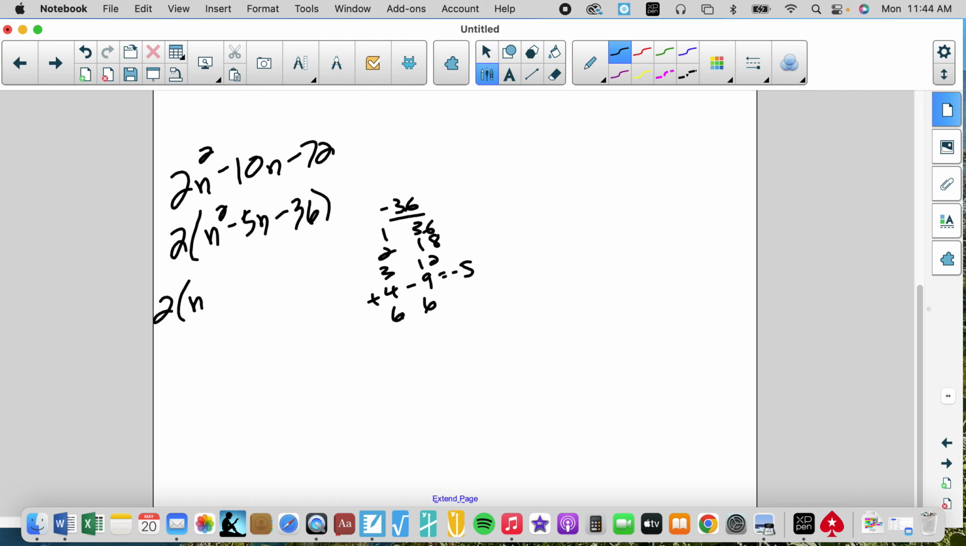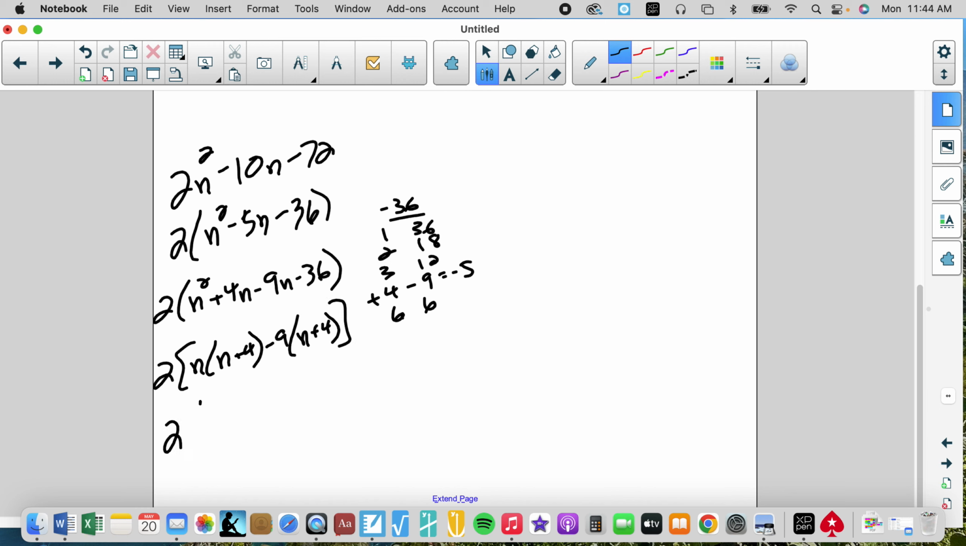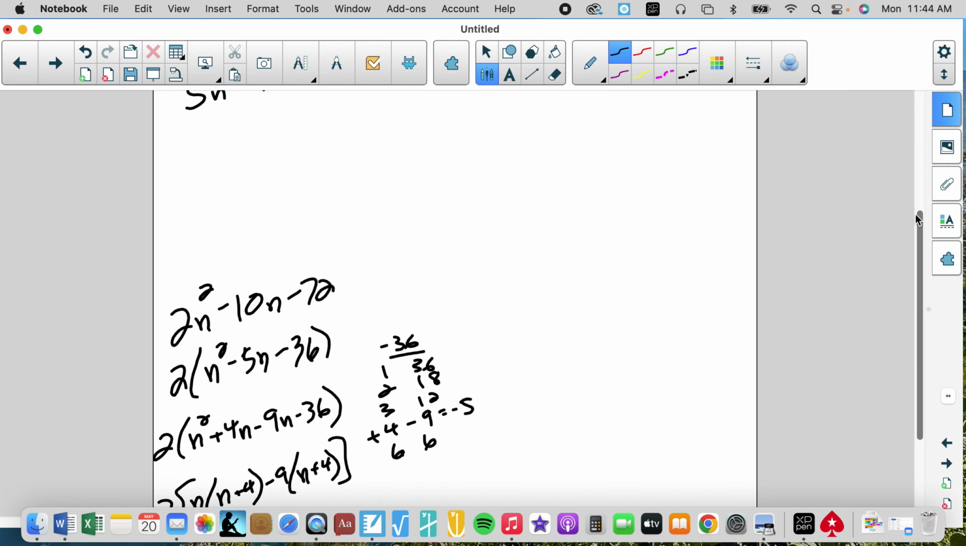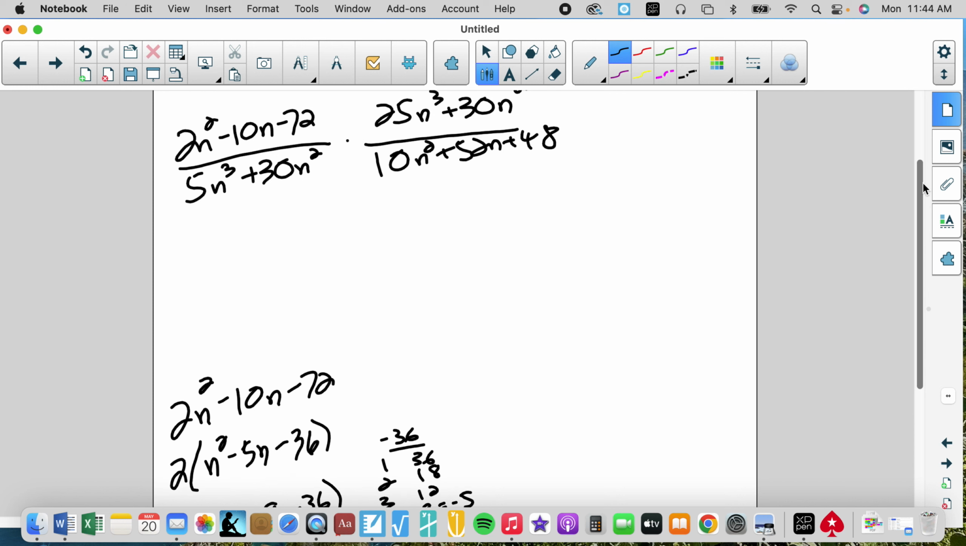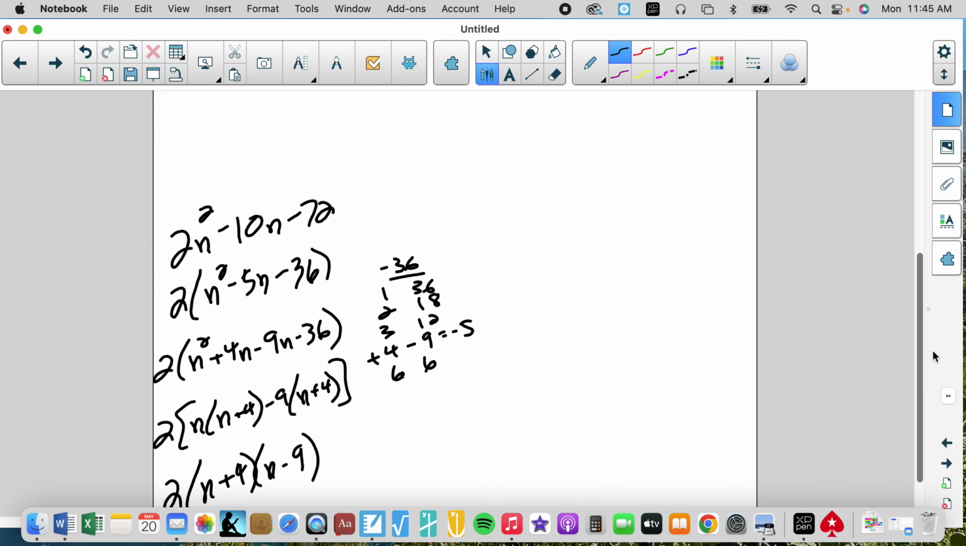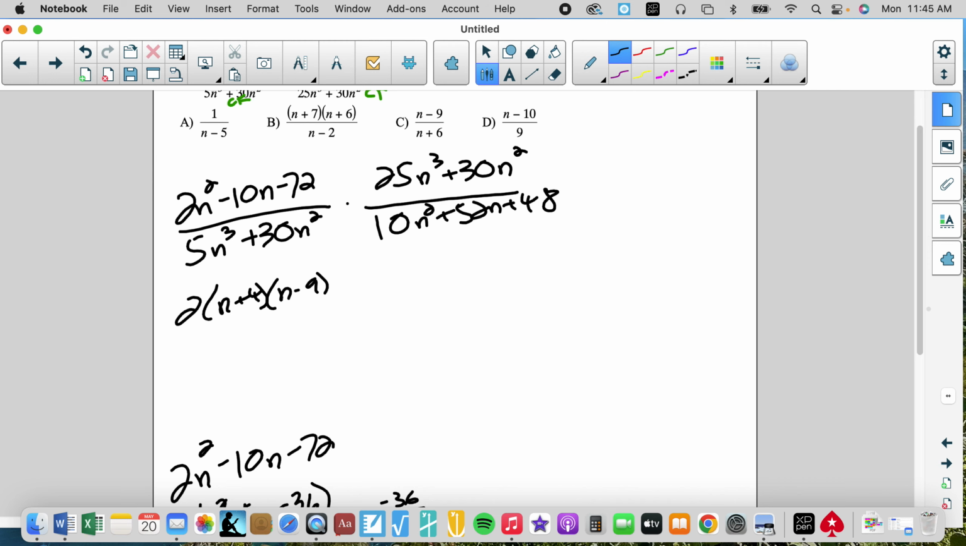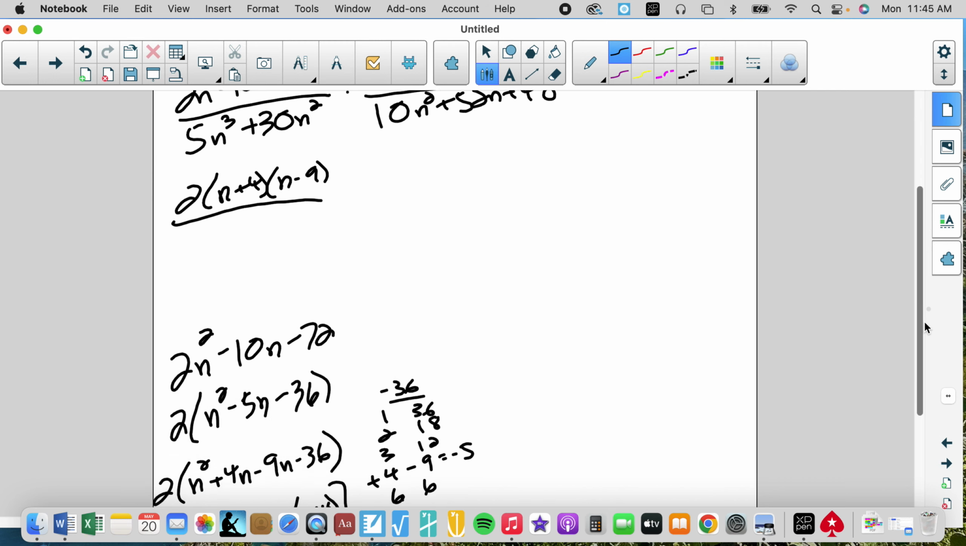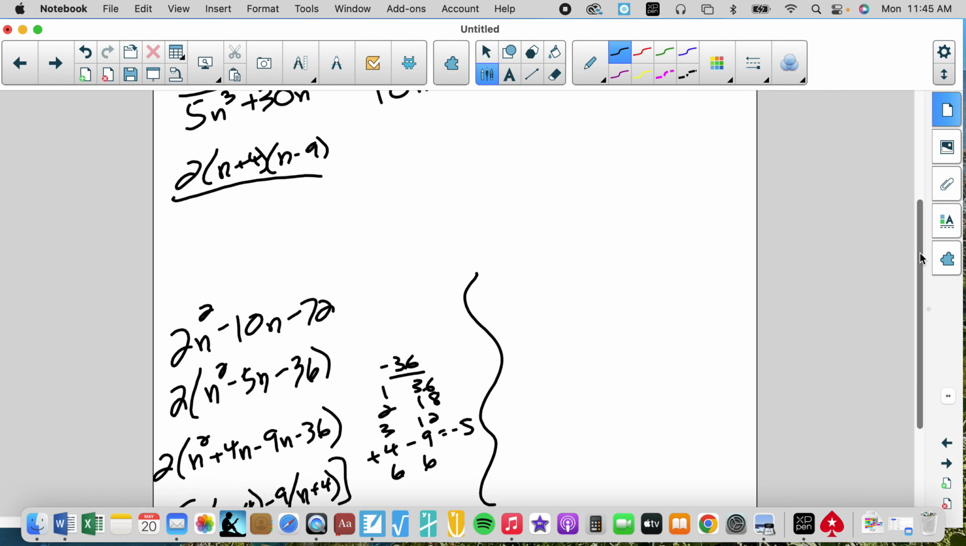So 2 times the quantity n squared plus 4n minus 9n minus 36. Let's factor out an n. We get n plus 4. Factor out a negative 9. We get n plus 4. So 2 times the quantity n plus 4, n minus 9. All over. Okay, what's that lower left?